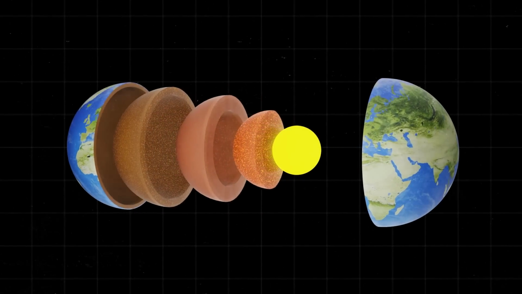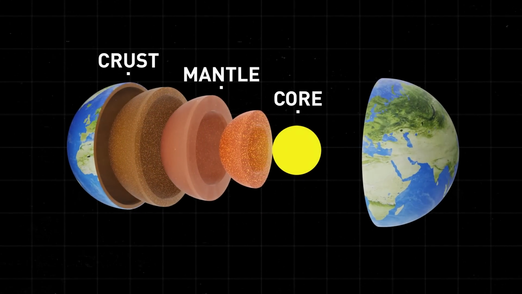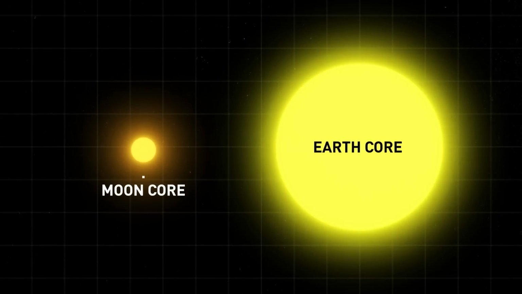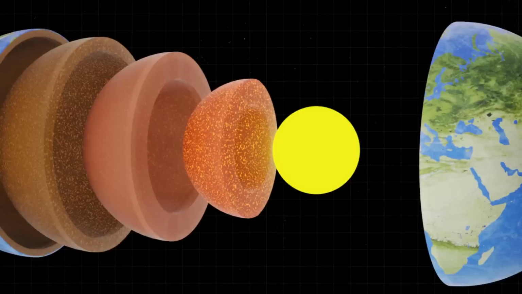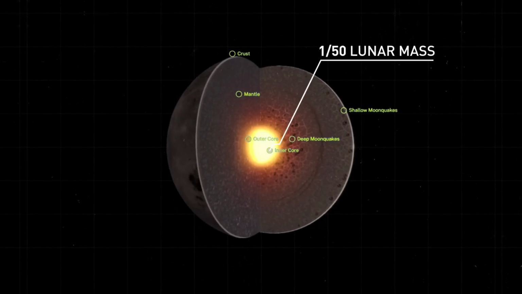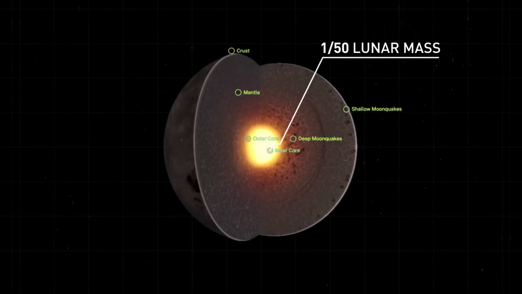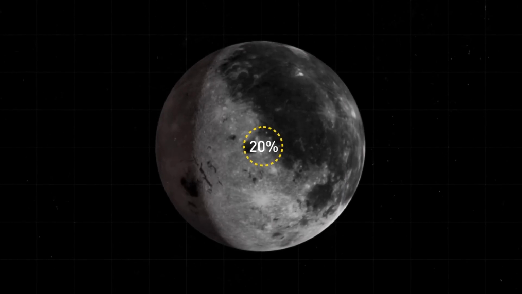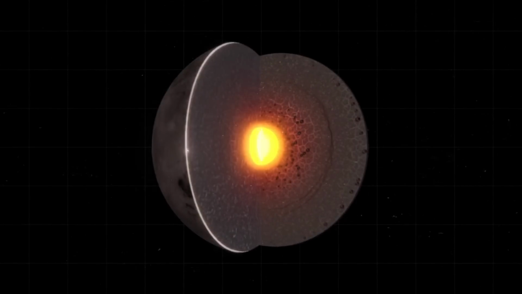Remember those school lessons about the crust, mantle, and core? Much like the Earth, the moon is made up of layers, a crust, mantle, and core. However, the moon's core is much smaller compared to ours. Earth's core is huge. It makes up about a third of our entire planet's mass. The moon's core makes up only about 1 to 2% of its mass, and its diameter is about 1/5 the diameter of the moon itself. It's surrounded by a hard, rocky mantle.